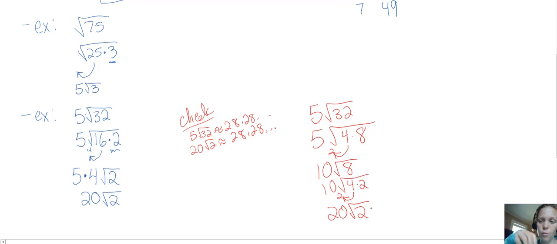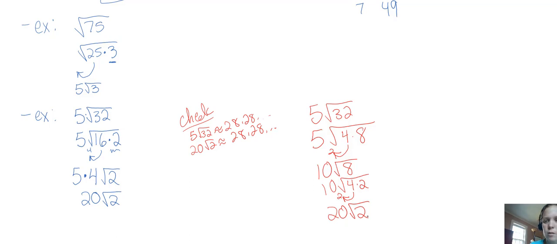So I can do this multiple ways. I could break it down by smaller numbers, but just know that in the end we need to make sure we have no perfect squares on the inside of the radical. So when I had 10 square root of 8, I wasn't fully simplified yet.